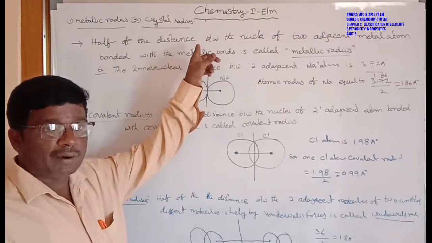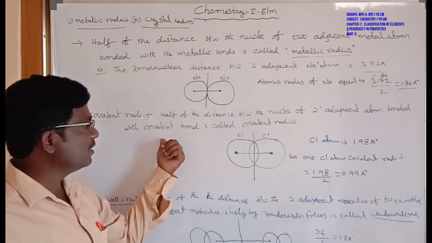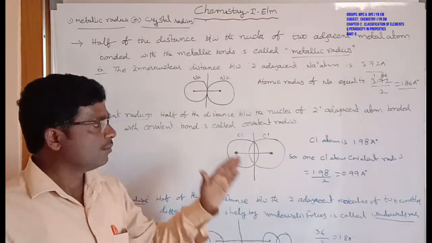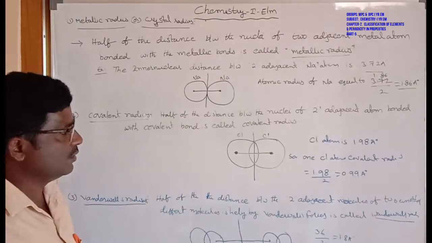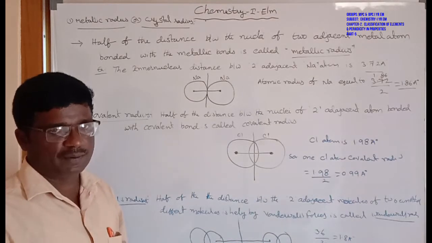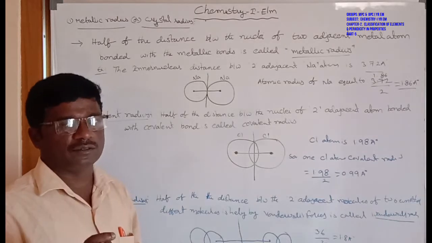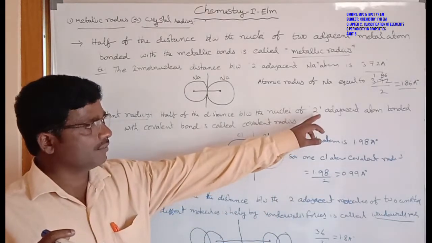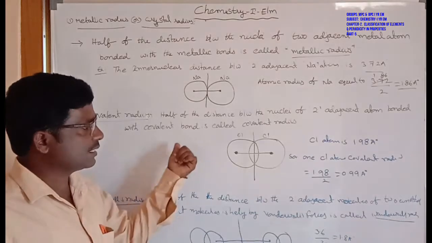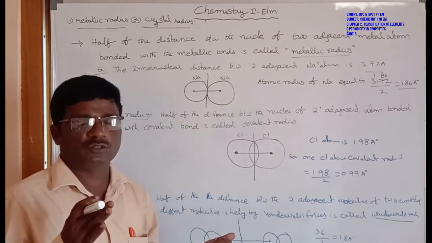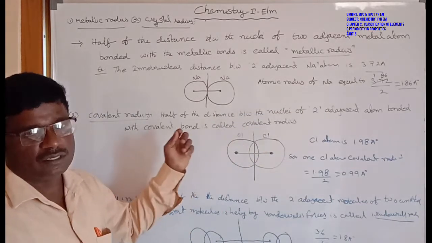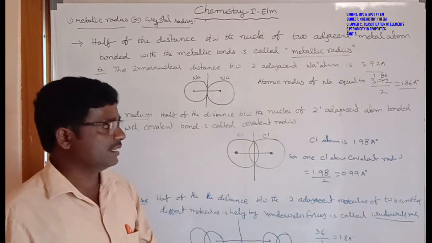Here, the metal is bonded with metallic bonds or crystal bonds, but here it is the covalent bond. Half of the distance between the nuclei of two adjacent atoms bonded with a covalent bond is called covalent radius. A covalent bond is also a strong bond.